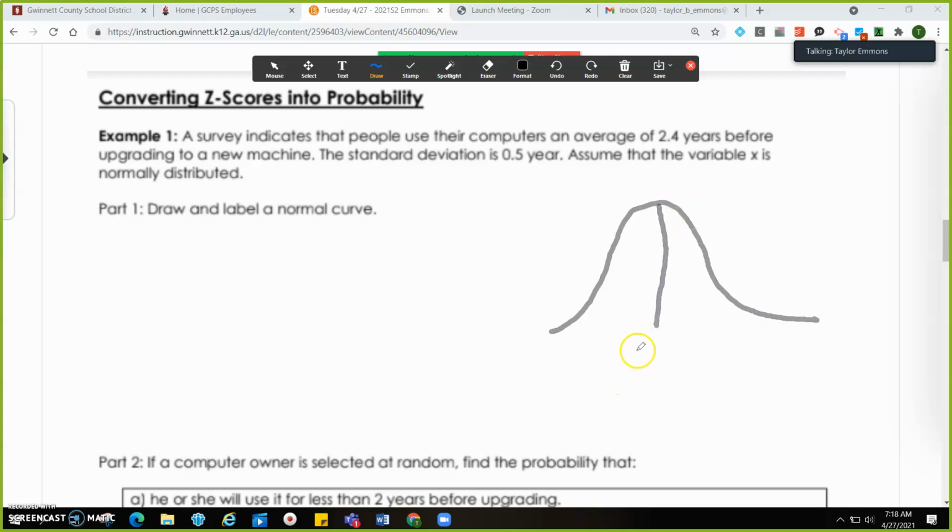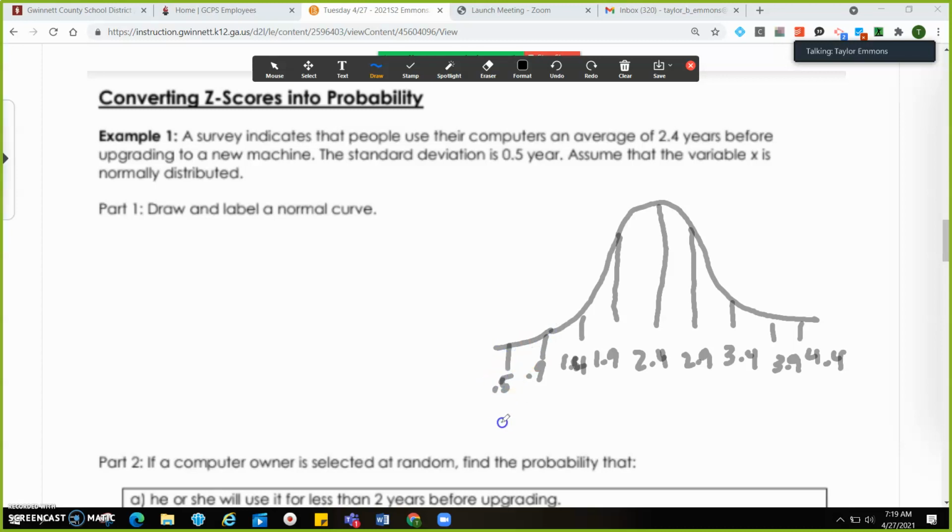In the middle, we're going to put our mean, which is 2.4, and then we're going to add our standard deviation, which is 0.5, and keep adding it, one more time just because, and 4.4 over here. Okay, and then we're going to subtract our standard deviation repeatedly on the other side. And we can do it one more time if you want to, but up to you.